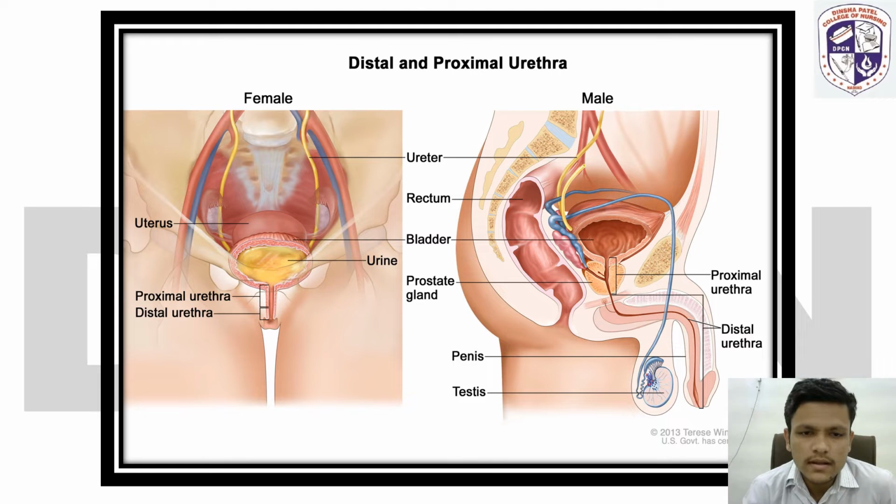In the female urethra, there are mainly two parts: the distal urethra and the proximal urethra. The distal urethra is also known as the anterior urethra, and the proximal urethra is also known as the posterior urethra. In both male and female, we can see the same distal urethra and proximal urethra. So this is the picture of the female urethra and male urethra, showing the distal and proximal urethral parts of both female and male.